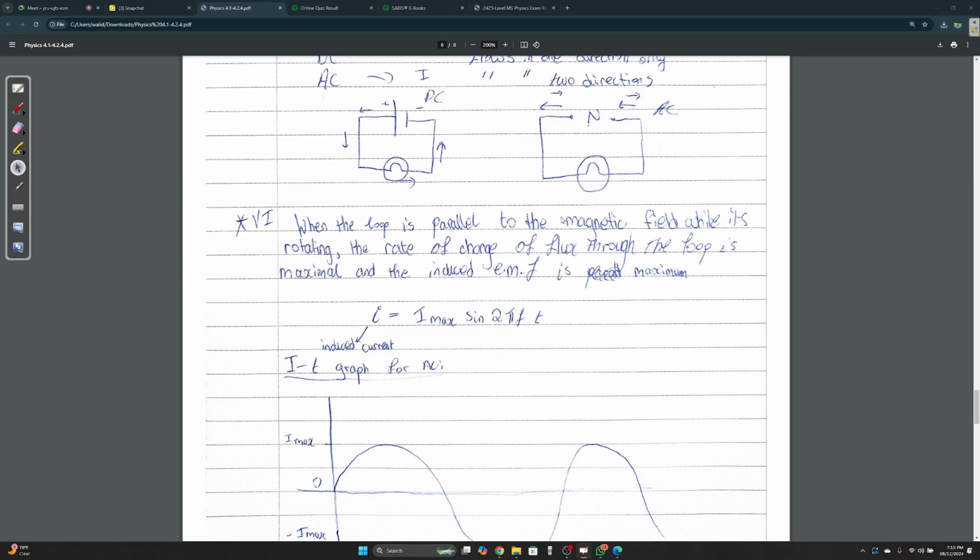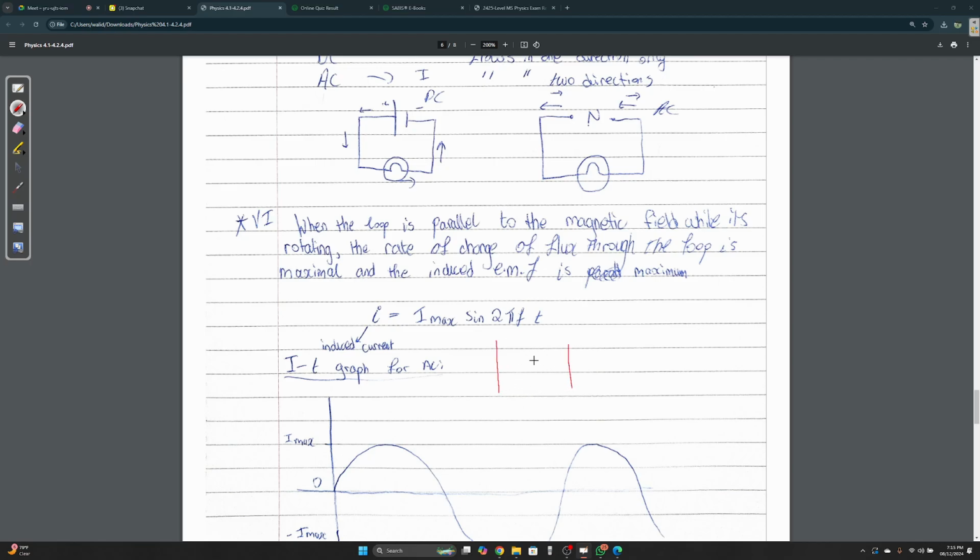When the loop is parallel to the magnetic field, while it's rotating, the rate of change of the magnetic flux is maximal, and the induced EMF is maximal. This is a must. This is why I told you before, remember that the induced EMF doesn't depend on how much the magnetic field is. It depends on the rate of change of the magnetic flux, not the magnetic field.